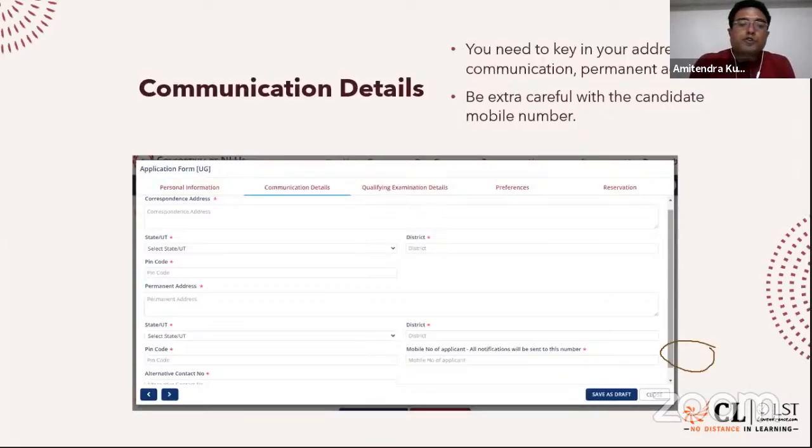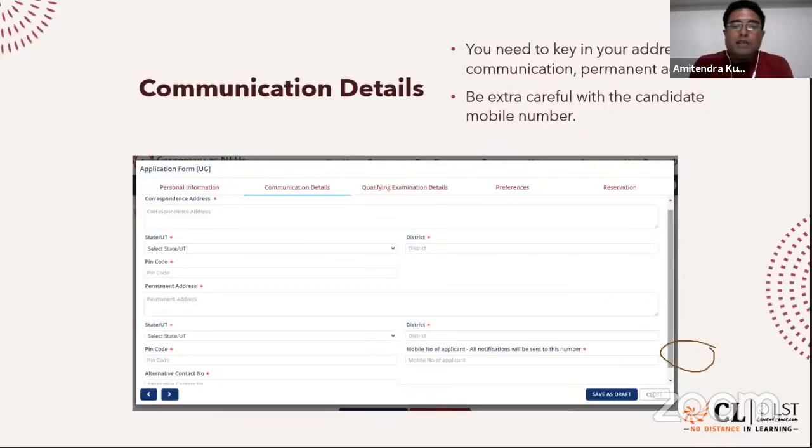You are also supposed to give an alternate contact number. That is mandatory, but remember, all the notifications will come to the main number, which is the applicant number actually. Now, in the applicant number, it is not necessary that you give your own number. You may give your parents' number. I'm sure they will be sharing the information as and when received. So you can do that.